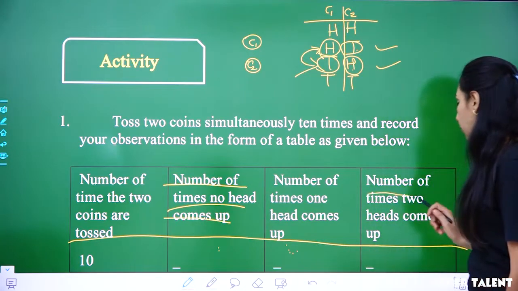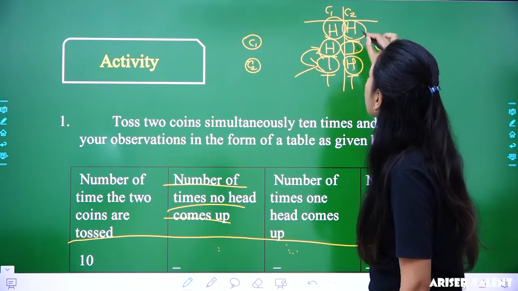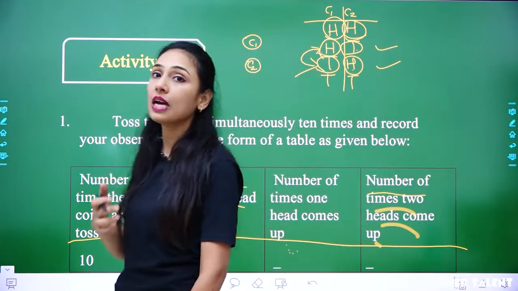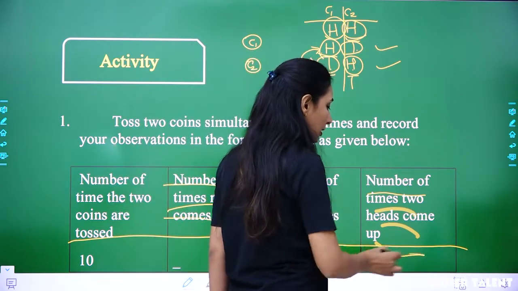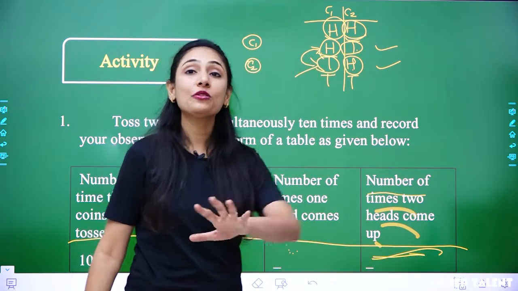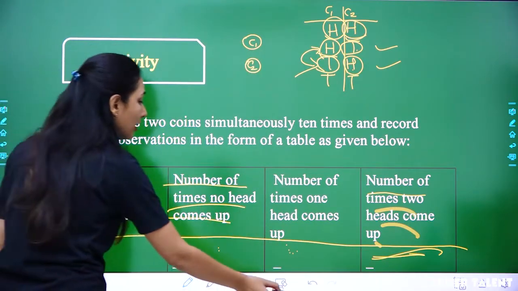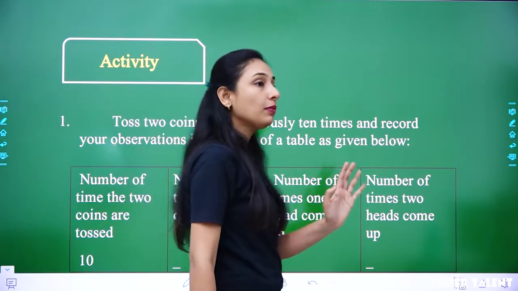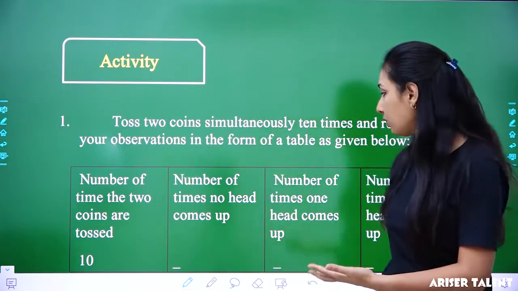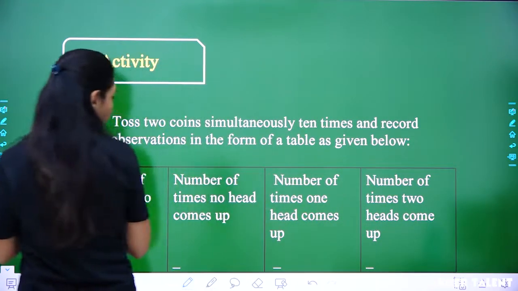Then the third, number of times 2 heads come up. The first one is head and the second one is also head. Whenever this happens, you'll be recording it in this part. And we are going to use tally marks in that also. I will be talking about it later. But now you are clear about this activity. Now students, listen to me very carefully.